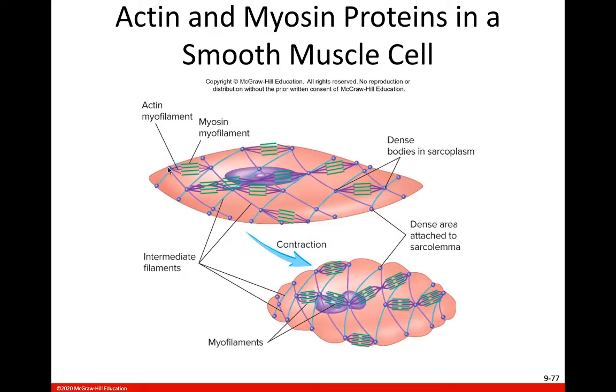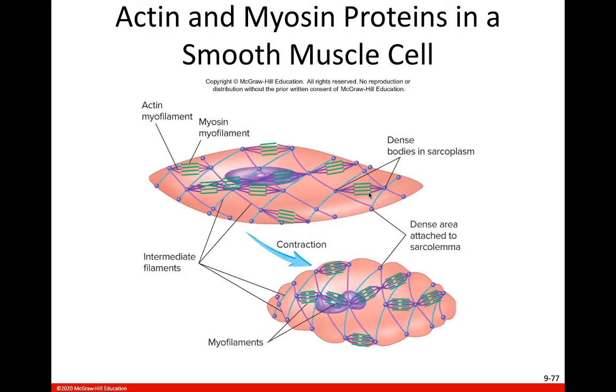Here we see the dense bodies. The purple lines are the actin filaments. So rather than being attached at the end at Z lines, which is true for sarcomeres, we don't have any sarcomeres here. What we have is the actin filaments attached at each end to dense bodies. And then we can see the green filaments are the thick filaments.